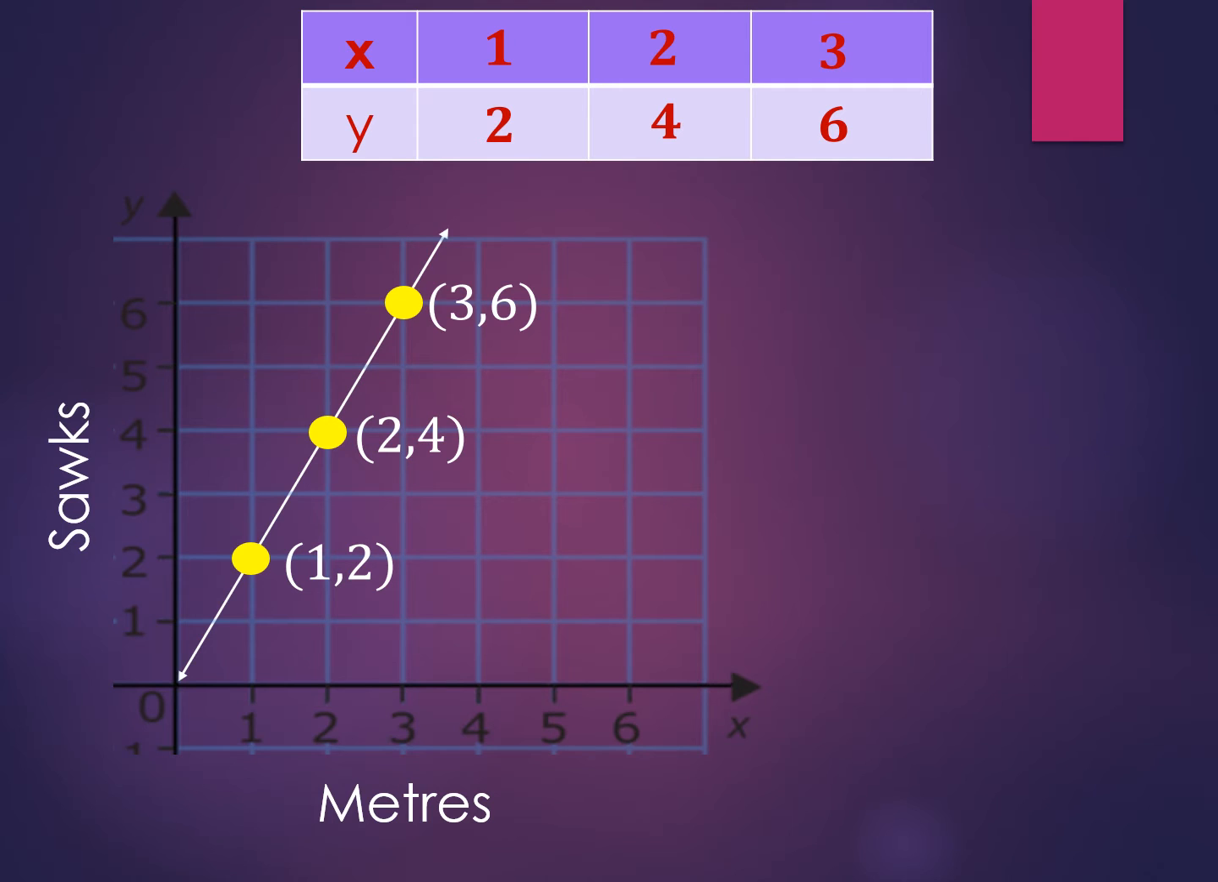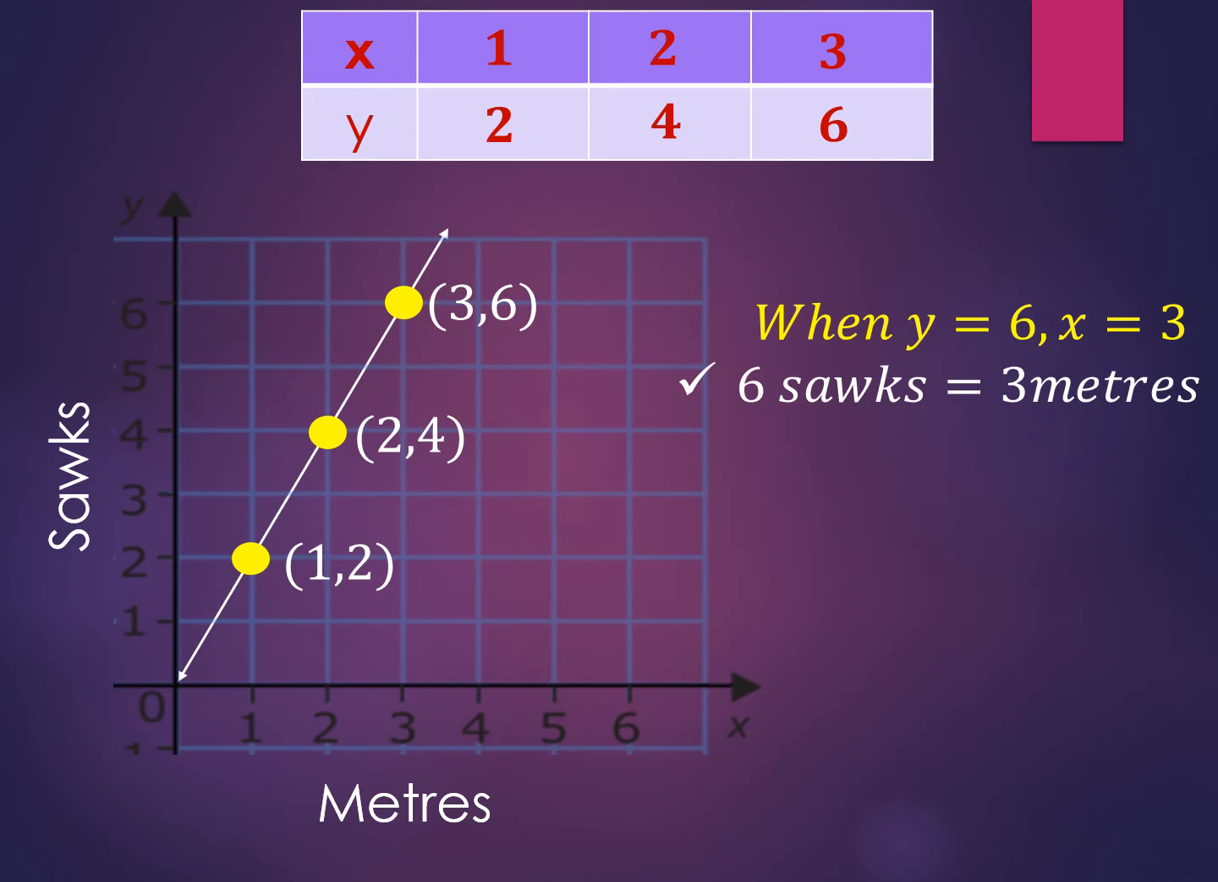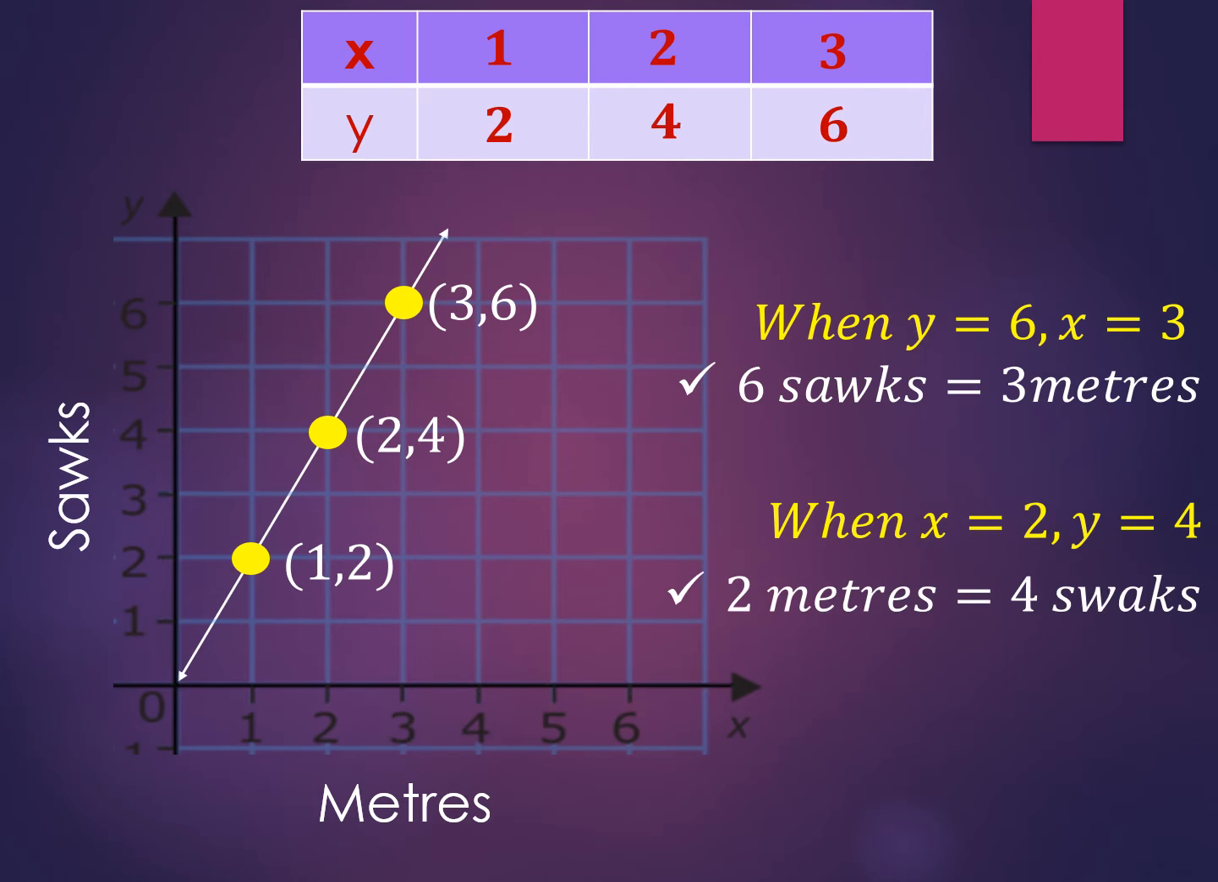So from here, when y equals 6, x equals 3. So therefore, 6 sawks equals 3 meters. And from the graph, when x equals 2, y equals 4. So we can say that 2 meters equals 4 sawks.